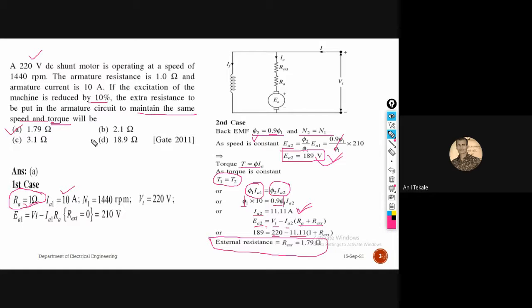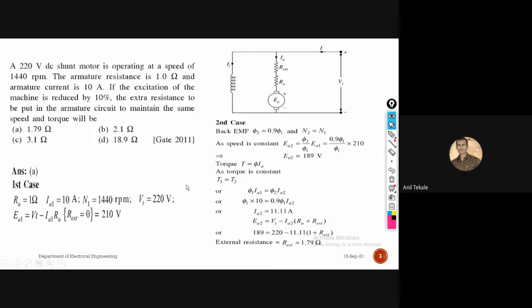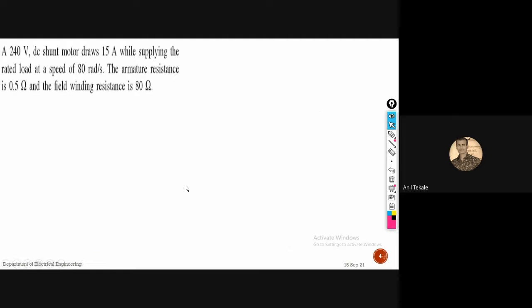Is there any doubt? Speak up immediately. Is there any doubt? No, sir. Okay, fine. So this is the example. Like that, such an example has been asked in the examination.